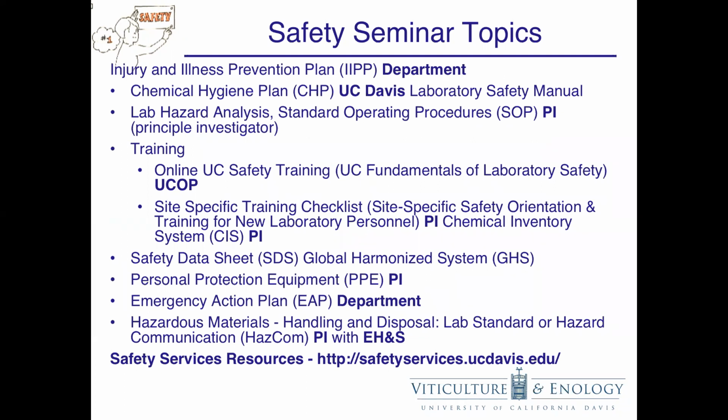Training such as UC safety training called the UC Fundamentals of Laboratory Safety and Site-Specific Training, which is done by the PIs or lab managers in each laboratory. Chemical Inventory System, which uses the online tool called Chemicals. Safety Data Sheets, or SDSs, how to read them, and the globally harmonized system of labeling hazards. Personal Protective Equipment, which is provided by the PI. The Emergency Action Plan, which is provided by and specific to the department. And handling and disposal of hazardous materials in accordance with the laboratory standard or the hazard communication standard. The Safety Services website contains many resources for all of these topics.